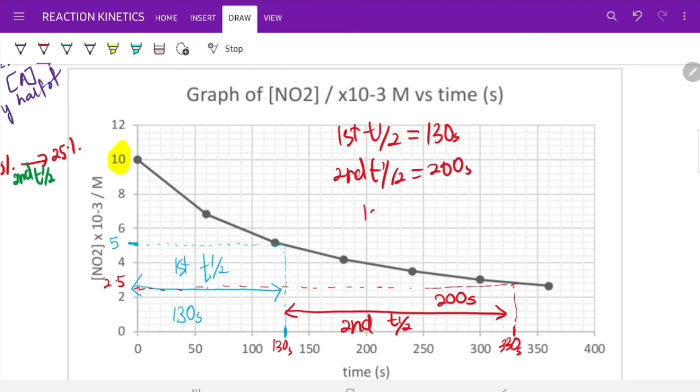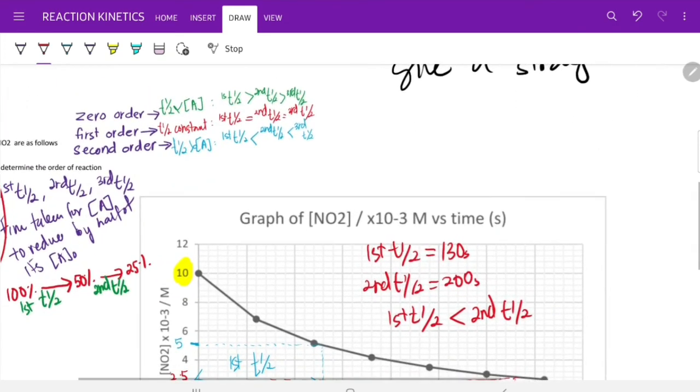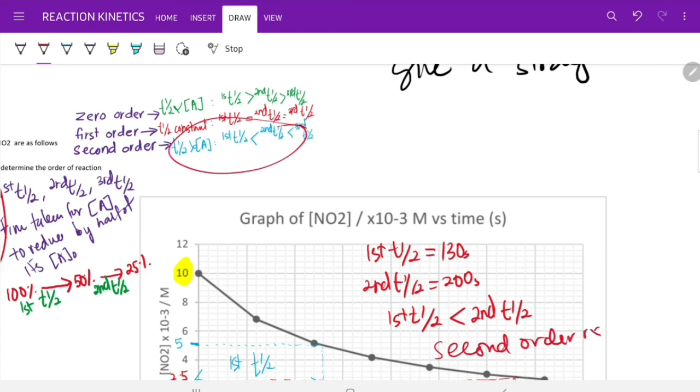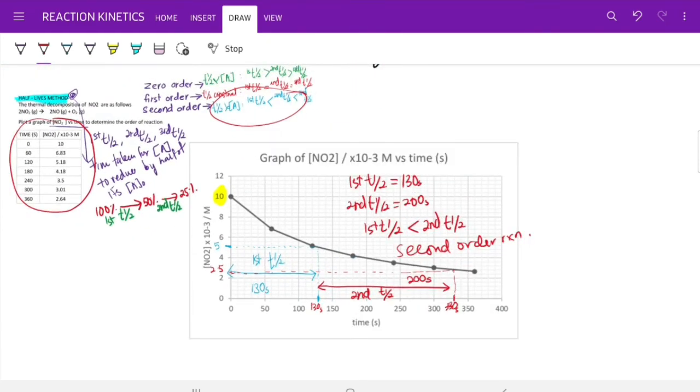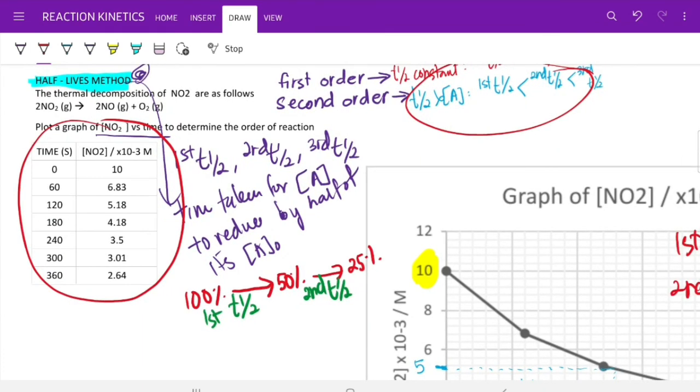What you can see is that your first half-life is smaller than your second half-life. Referring to my notes, if the first half-life is smaller than the second half-life, that means the reaction is a second order reaction. So we determine the thermal decomposition of nitrogen dioxide is a second order reaction, exactly like what we determined using the linear graph method before. It's simple, isn't it? Usually in the exam they will state what kind of graph they expect from you, but if they just give you this kind of data, time and concentration, and you need to plot a graph, you can choose either the linear graph method or the graph of concentration versus time in the half-life method, whichever is simpler and easier for you to score.